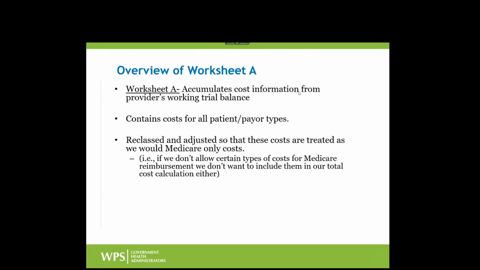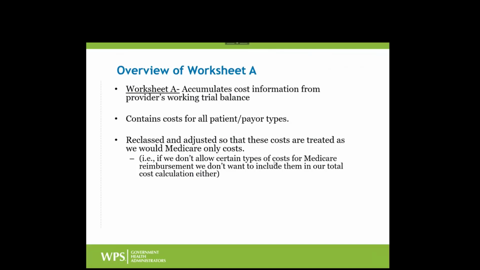And for worksheet A, this is your total costs for providing services to all payer types, all patients, and it's your working trial balance with some adjustments, with some reclasses to match the Medicare rules of accounting. So again, it's all costs. It's not just Medicare. We have reclasses on A6 and adjustments on A8 to get costs into the proper format, again, based on those Medicare principles of accounting.